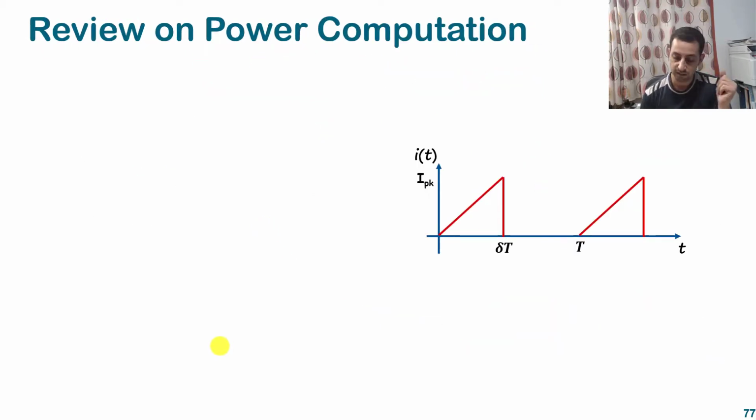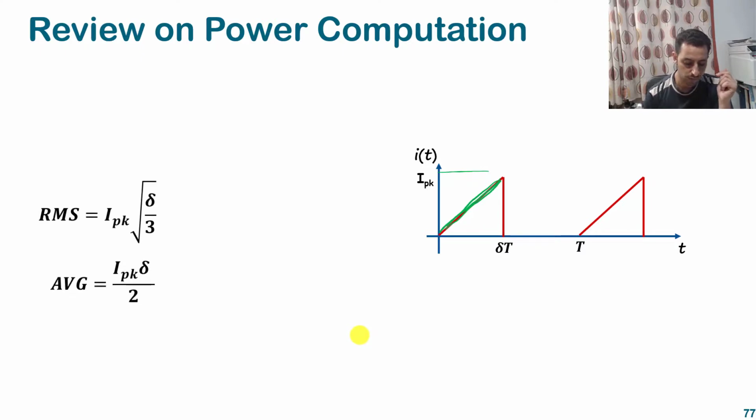What about this signal? We can go to the integration and compute it, but it will be a little bit challenging because we don't have a constant value like before. Now we have a linear signal, a line signal, and you have to get the line equation and integrate it. The RMS value for that is I peak multiplied by the square root of delta over 3, and the average is I peak delta over 2.